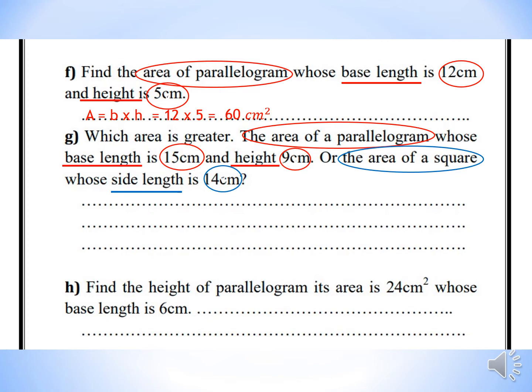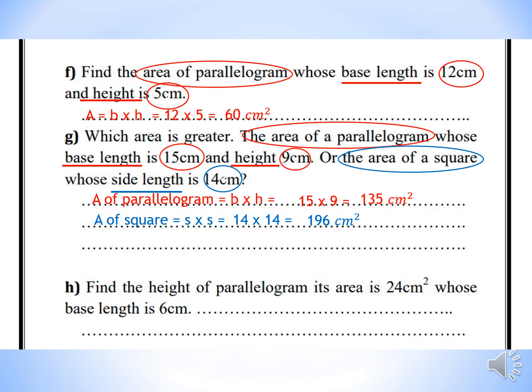Okay, the first area, the area of the parallelogram equals base times height. So the base of the parallelogram is 15 and the height is 9, so 15 times 9 equals 135 centimeters squared. And I have to get the area of the square. The area of the square equals side times side. Here he gives me the side length of the square, 14, so 14 times 14 equals 196 centimeters squared.